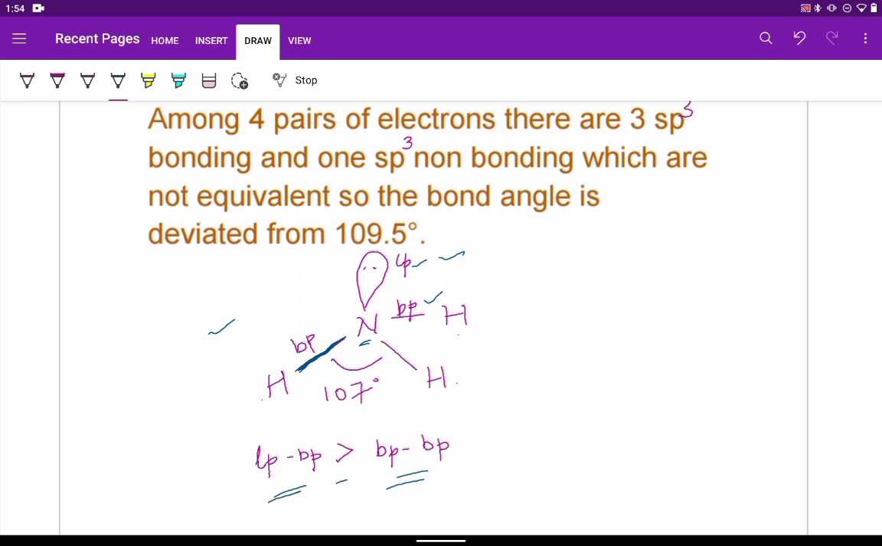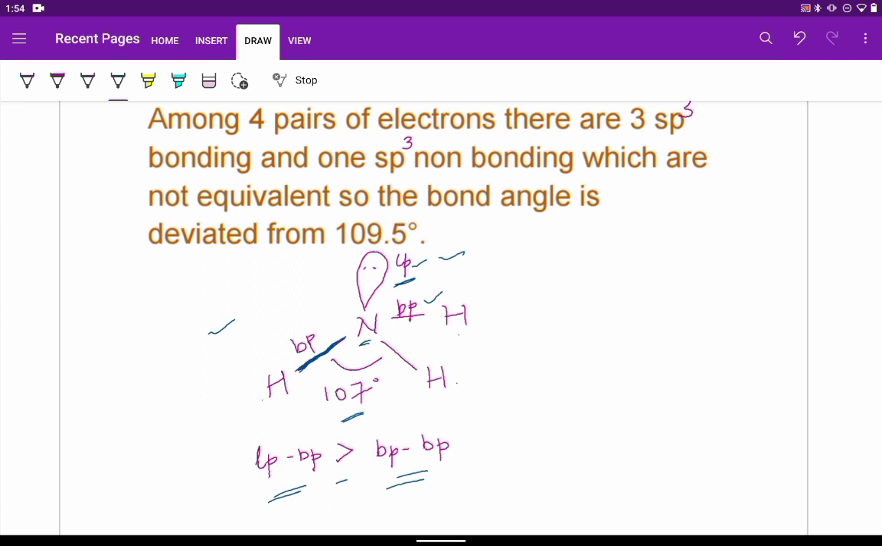In case of bond pair of electrons, the electron is under the influence of 2 nuclei. Like in case of the bond pair of electrons between nitrogen and hydrogen, it will be influenced by the nucleus of nitrogen as well as that of hydrogen. So its repulsive property is a little less. Whereas in case of lone pair, it is under the influence of only 1 nucleus, so its repulsion is more. So this lone pair will repel the bond pairs and push them away. So the bond angle decreases from 109.5 degree and becomes 107 degree.